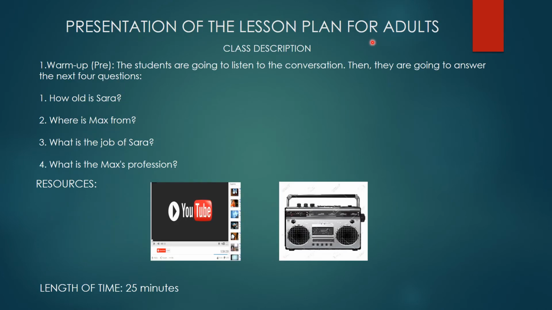Presentation of the lesson plan for adults. Class description. Warm-up: the students are going to listen to the conversation. Then they are going to answer the next four questions. First, how old is Sarah? Second, where is Max from? Third, what is the job of Sarah? Fourth, what is Max's profession?